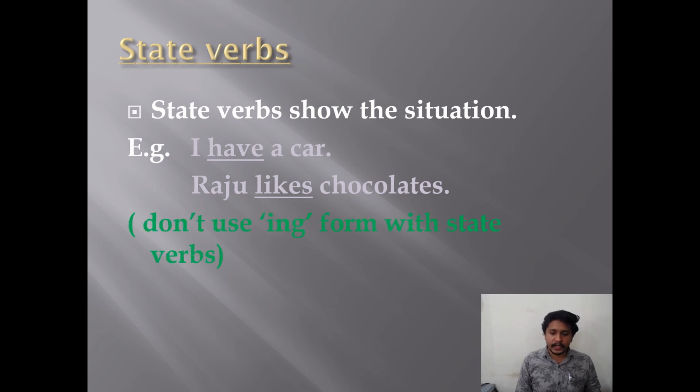So one important idea is there behind the state verbs. Don't use ing form with state verbs. We are not using ing form with state verbs. We are using ing form with main verbs, or action verbs which show the physical activities. But with state verbs we don't use ing form. Okay.